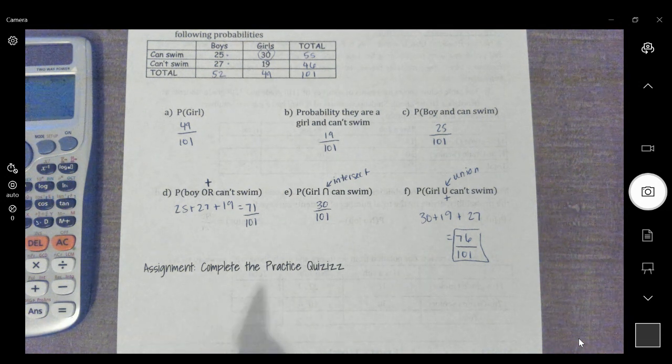So your assignment today is to complete the practice quizzes, which should be very similar to these. You can redo it as many times as you need to. These questions don't take very long, so take your time. Let me know if you have any questions on any of that.